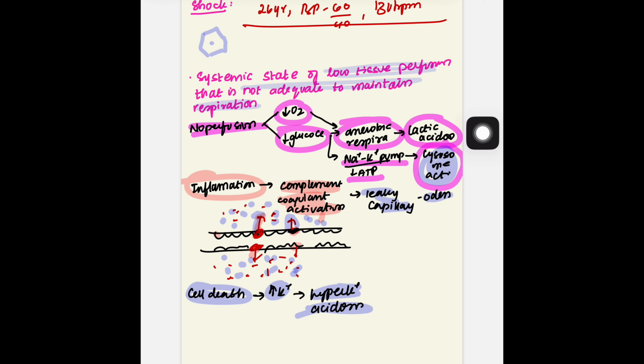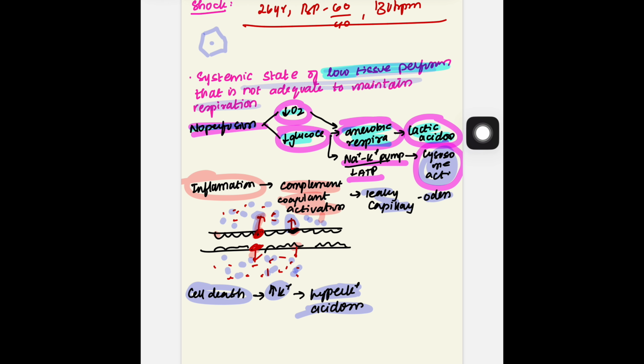Let's discuss very fast. Shock is nothing but a problem of tissue perfusion. Imagine the tissue needs 100 molecules of oxygen. The tissue is able to get only 10 molecules. So the cell is not able to respire properly. So there is no perfusion, so decreased oxygen, so decreased glucose. So anaerobic respiration is activated. So lactic acid gets accumulated.